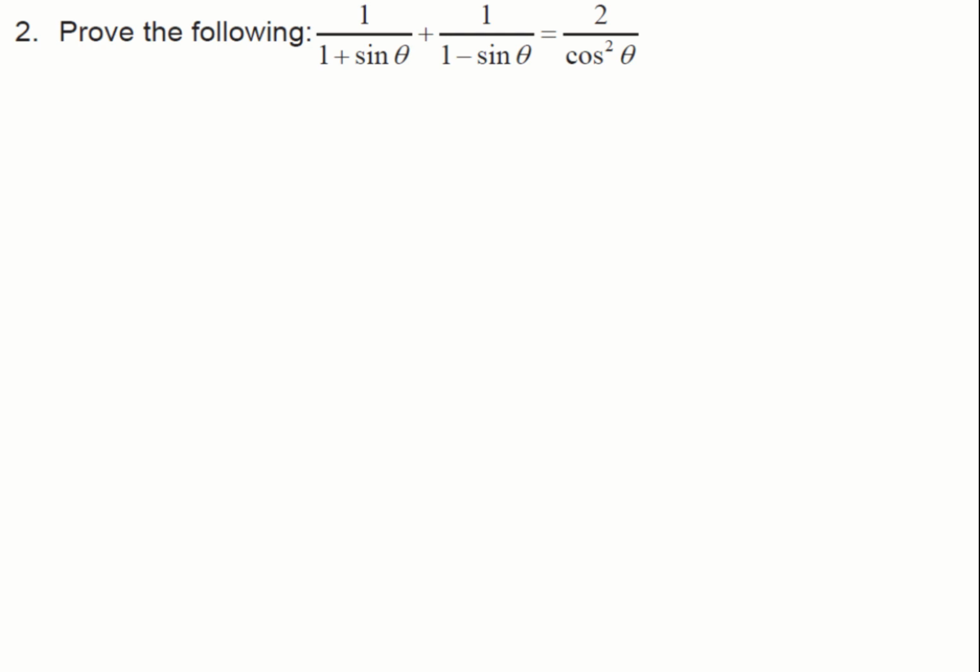Now let us look at how you prove trig identities. What are the critical things that you need to watch out for? So here you have to prove that your left hand side is equal to your right hand side. Okay, so now you are going to start working with your left hand side.